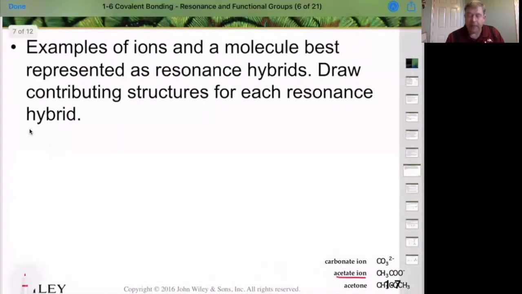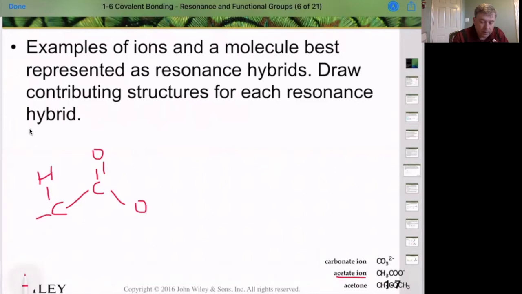Now, acetate ion is, we take acetic acid, which is an organic compound, and we remove one of the hydrogens from that and we can get to multiple resonance structures. So let's draw the compound right here. So if we had acetic acid, that would be CH3, and we have to put our lone pairs here.